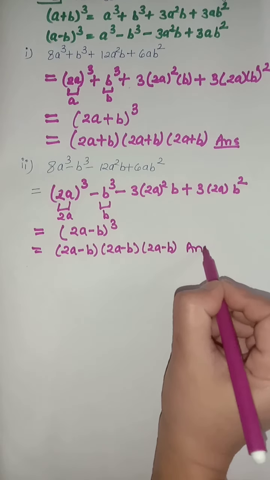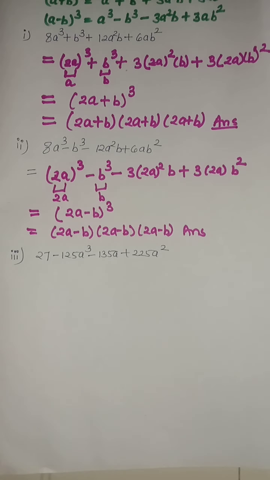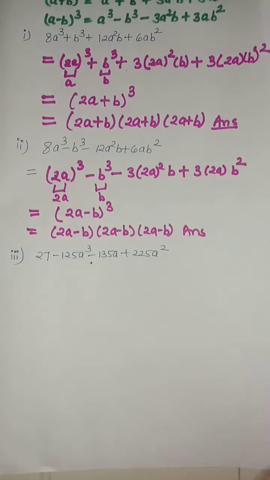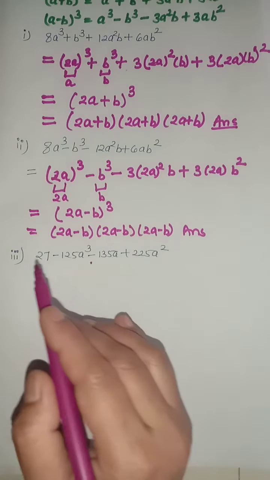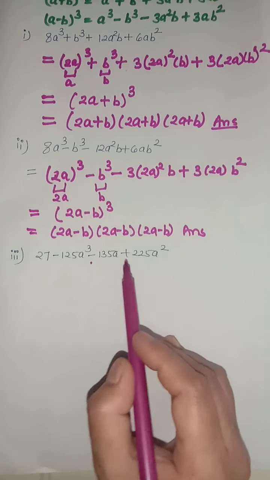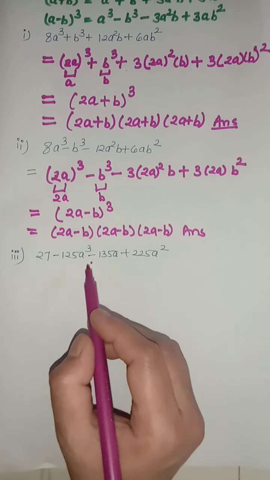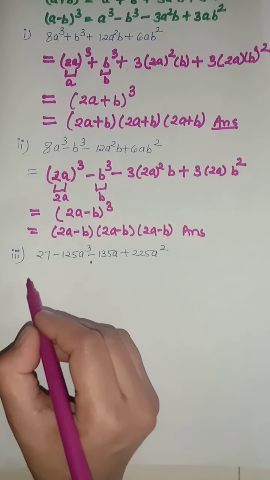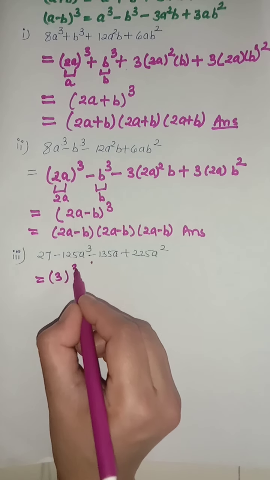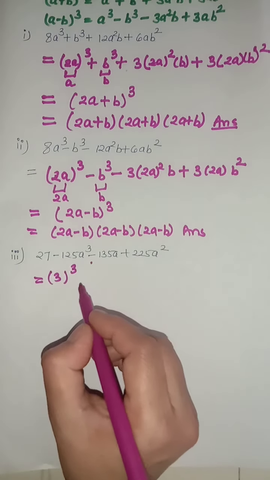This is the answer. Third question is 27 minus 125a cube minus 135a plus 225a square. Similarly, you have to factorize this also. Here there are 4 terms, 1, 2, 3, 4. The first 2 terms we will break into cube form. 27 can be written as 3 cube. 3 3s are 9, 9 3s are 27.